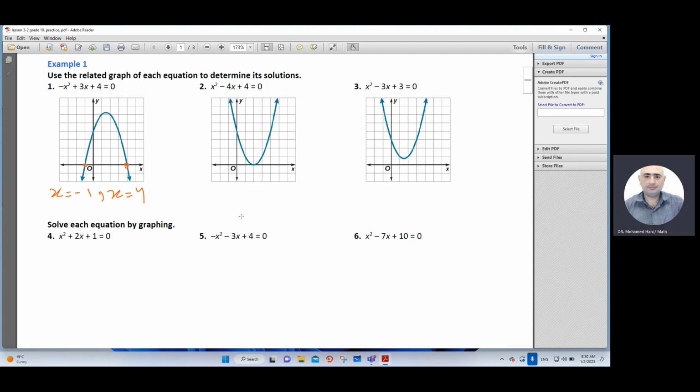How many points we have? Just one common point. And what is the value of x here? 2. So we have here just x equals 2. And here, how many solutions? No real solution.